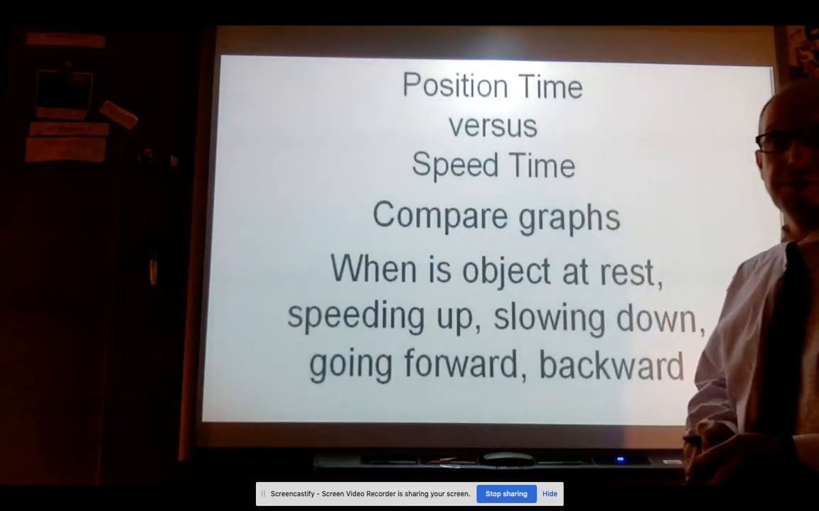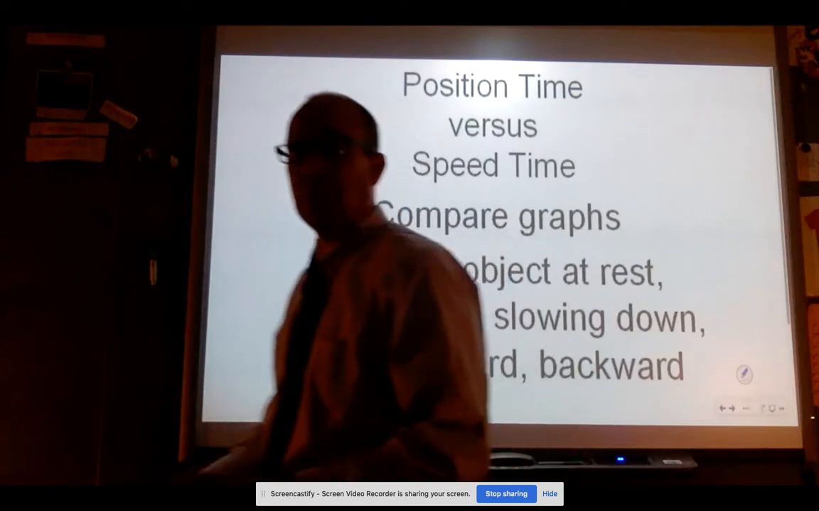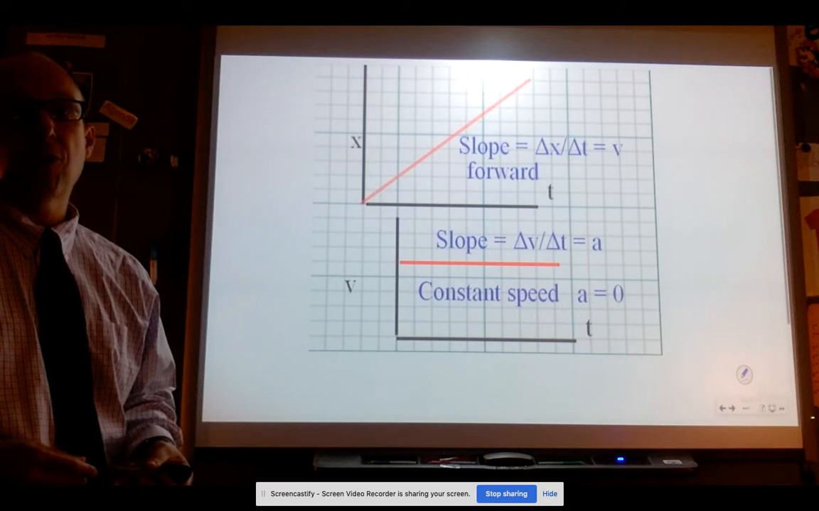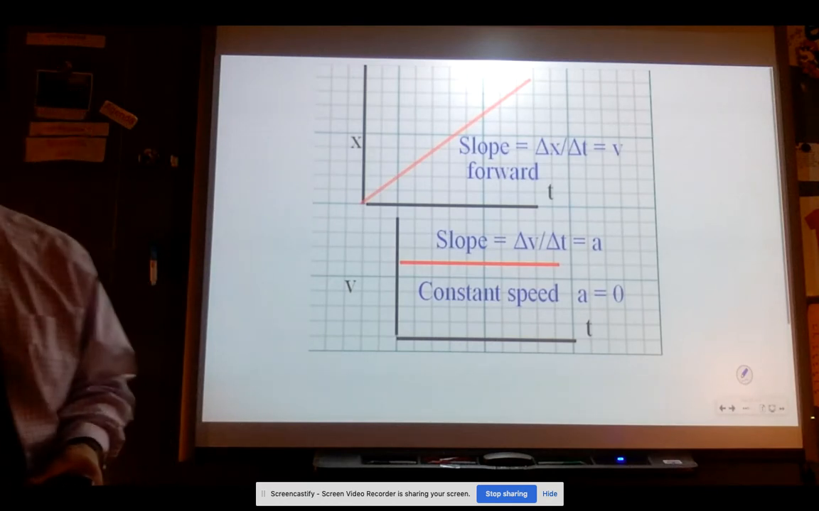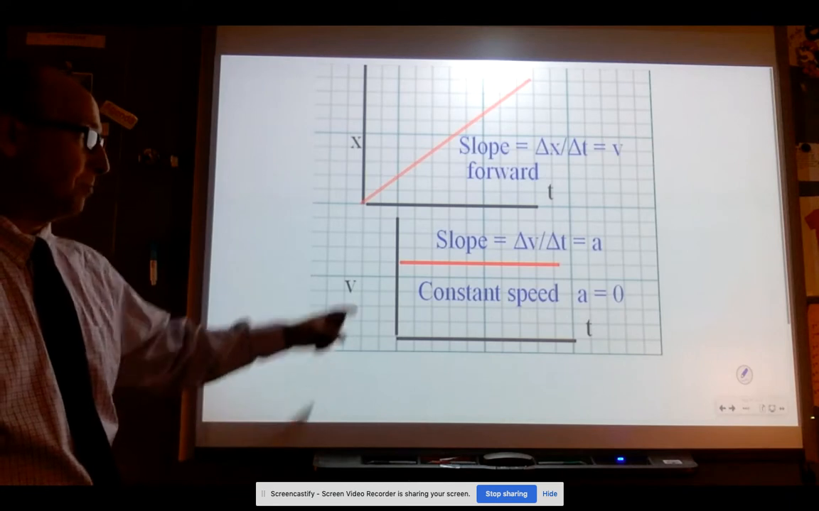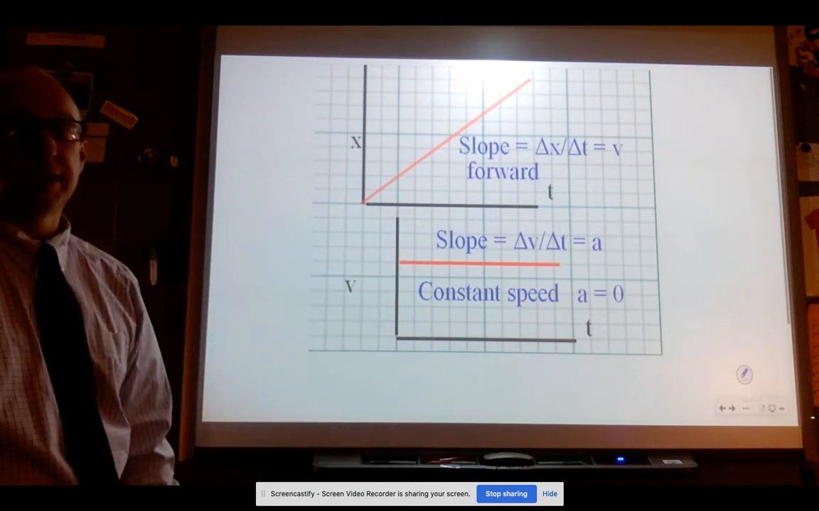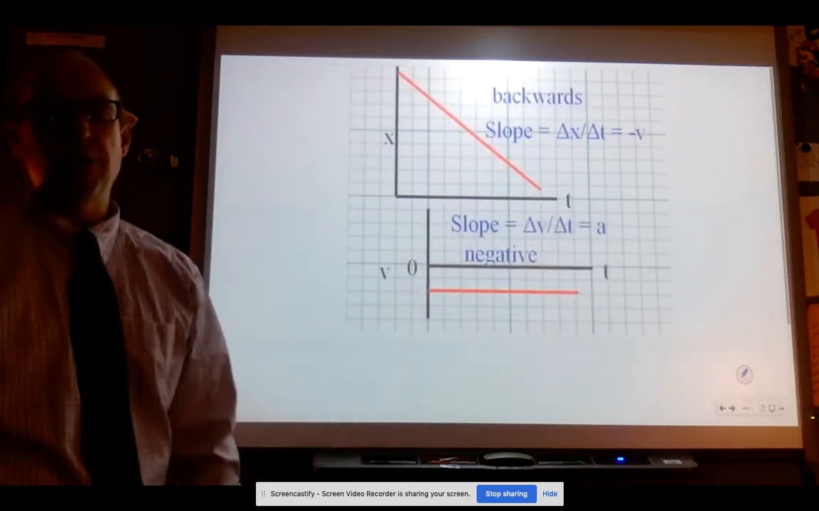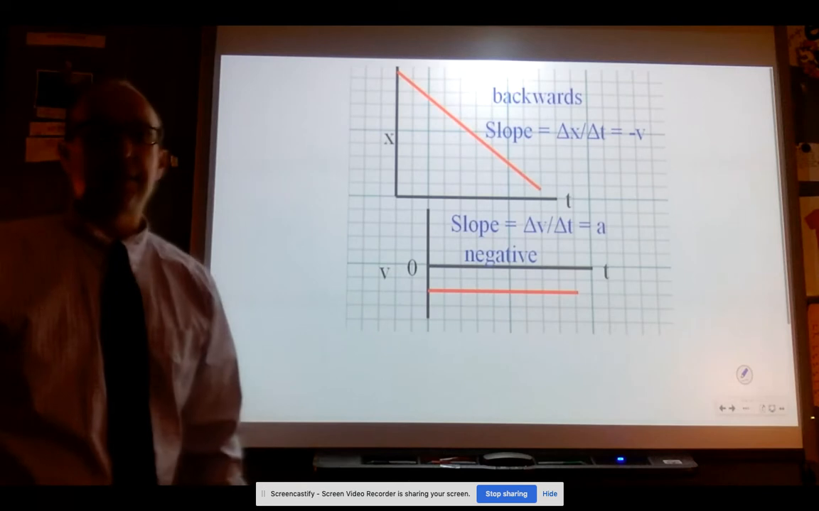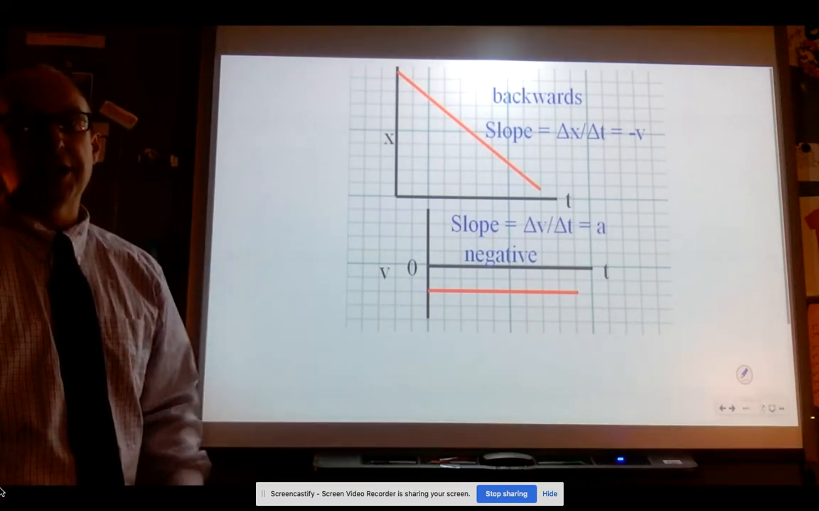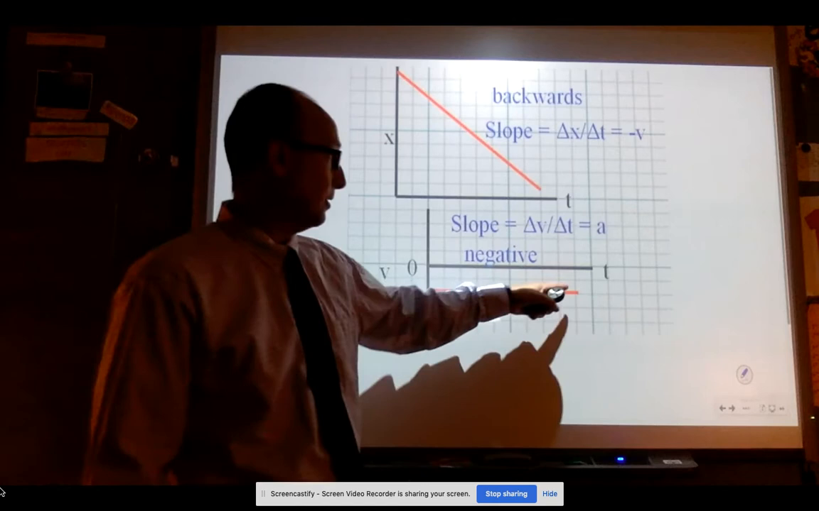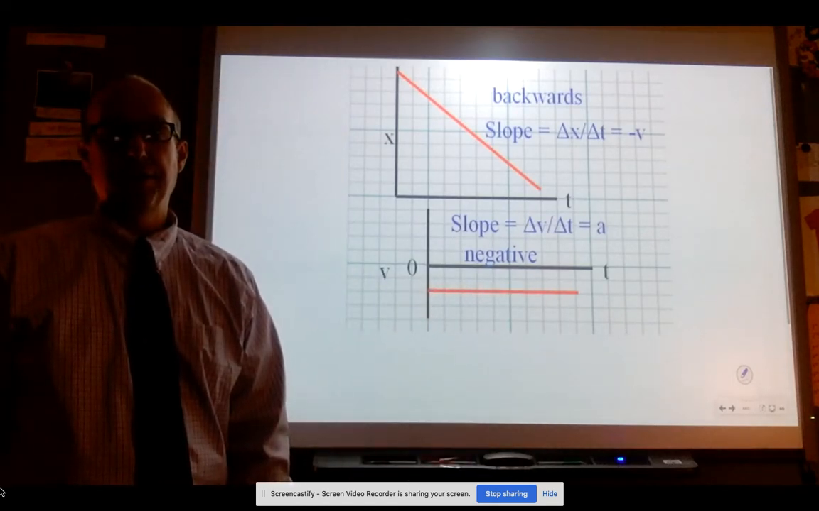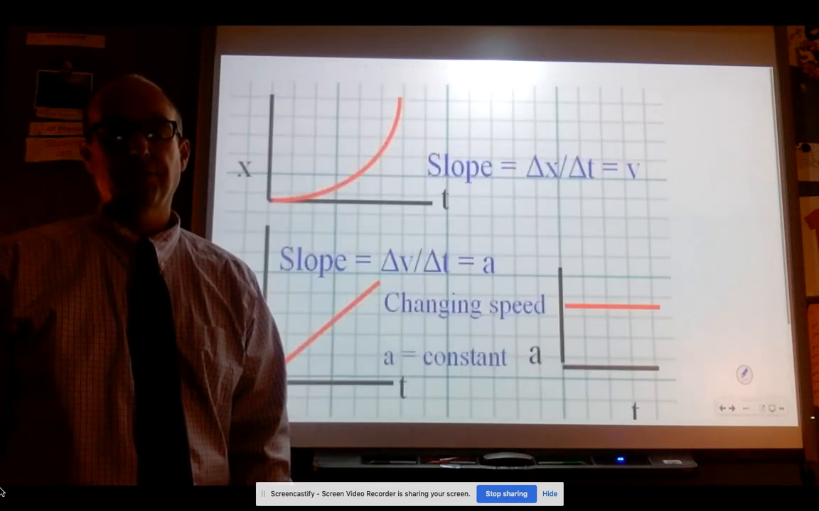All right, so comparing these: when an object's at rest, when it's speeding up, when it's slowing down, when it's going forward and backward. So here we have something moving forward at a constant speed. Its slope would give you the speed. To graph this would just be a horizontal line. The acceleration would be the slope of this line, which is 0. Something going backwards is going to have a negative slope. It still isn't changing. It's still the same velocity, and it's a horizontal line here. Again, our acceleration is 0 because the slope is 0.